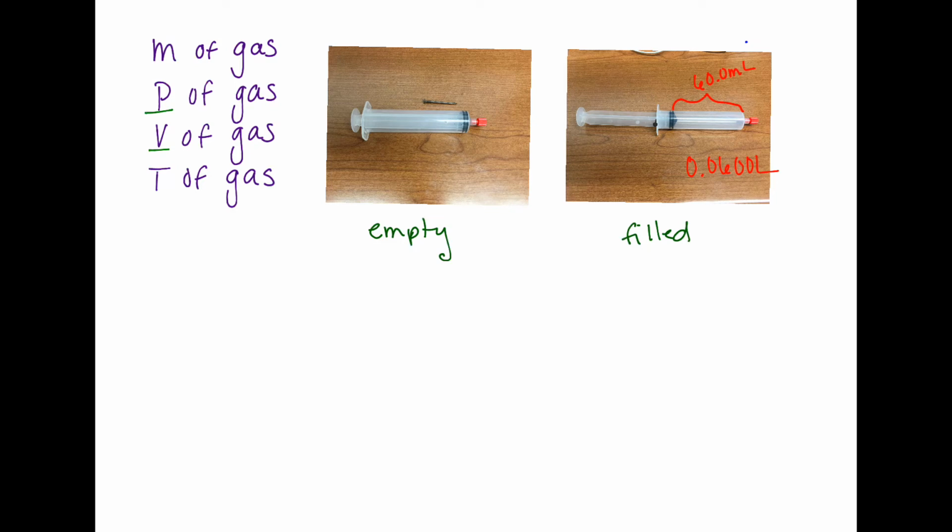And that's why all of our volumes for our measurements are going to be 60 milliliters, 0.0600 liters, because we used this nail to stabilize the volume. You can't push or pull the plunger out anymore. And that's how we're going to know the volume of our gas. It is a fixed volume at 60 milliliters.